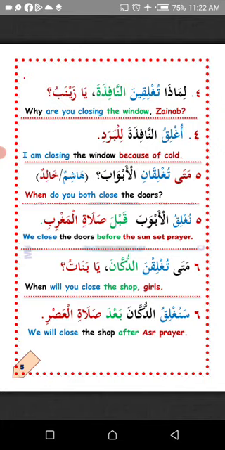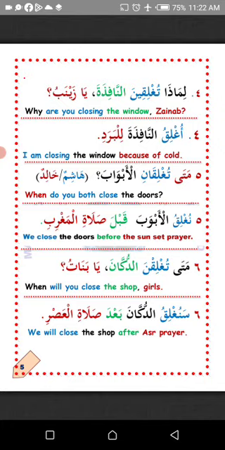متى تغلقان الأبواب؟ When do you both close the doors? Talking to Hashim and Khalid. Now the answer: نغلق الأبواب قبل صلاة المغرب.